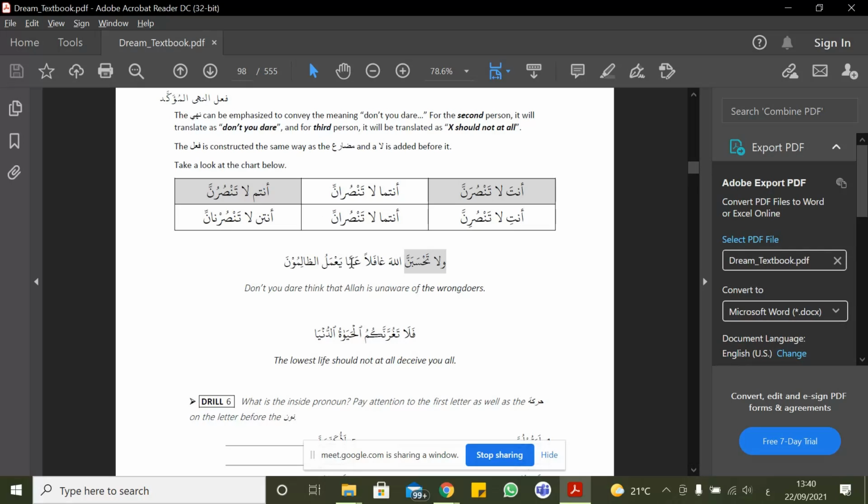Okay, so now you see in this translation, amma ya'lamu zalimuna is what the wrongdoers are doing, or what they are acting. Amal means act or action or doing something, and zalim is wrongdoer. So when you say wala tahsabanna allaha ghaflan amma ya'malu zalimuna, you can see the intensity: Allah is saying, don't you dare think that Allah is unaware of the wrongdoers. The wrath of Allah has increased so many times. It's not just that Allah said don't think that. Allah is saying don't you dare think that.